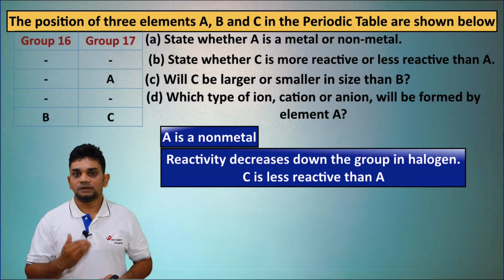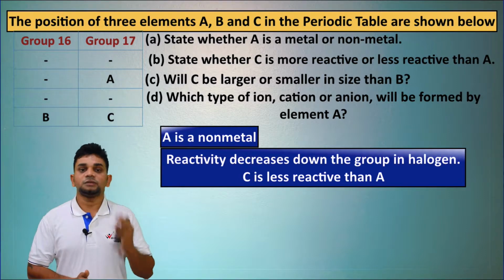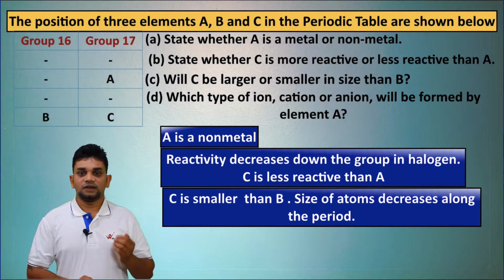The question is, will C be larger or smaller in size than B? Which one is smaller? C will be smaller. C is smaller than B. Size of atoms decreases along the period.